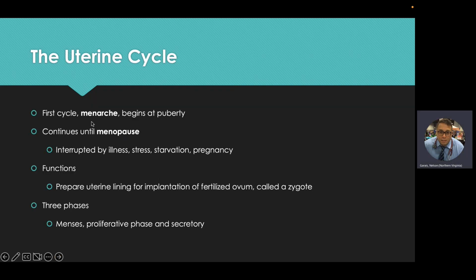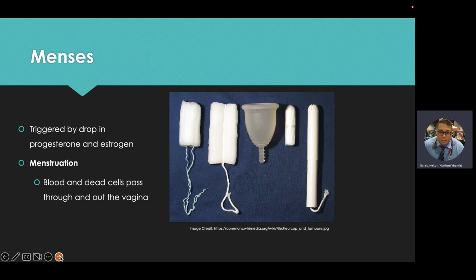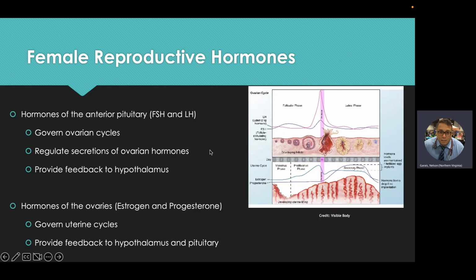The first time you ever have your menstrual cycle is called menarche. And when it starts phasing out, that's called menopause, also known as climacteric. Menstrual cycle, menstruation, we don't need to talk about those. We know that.